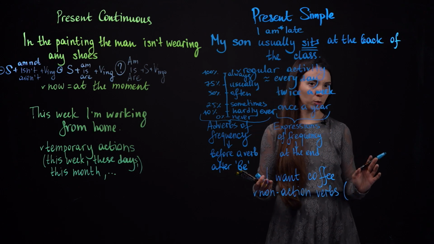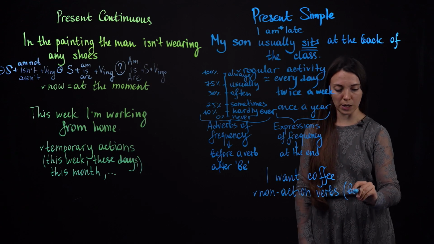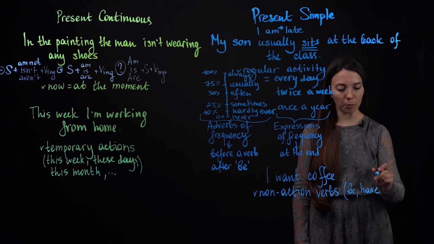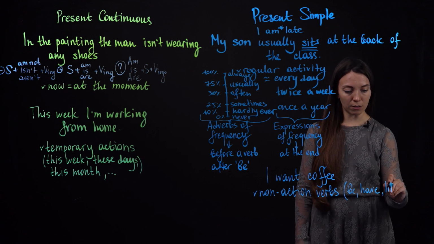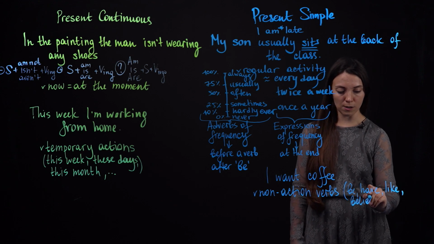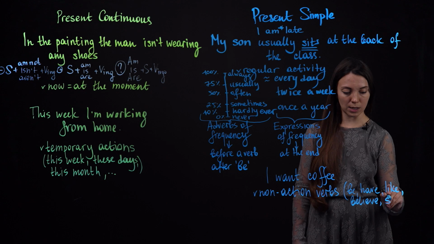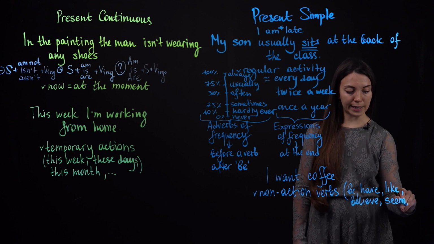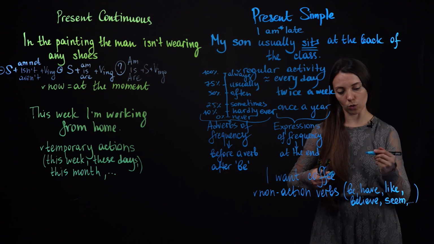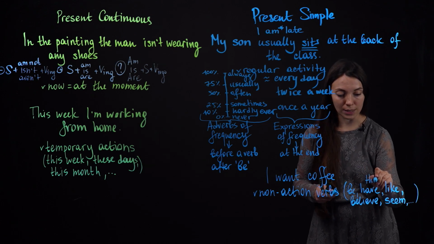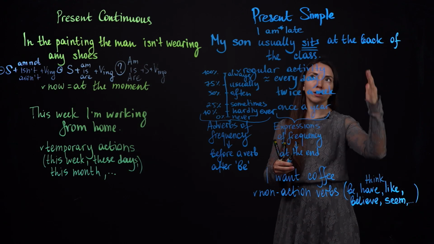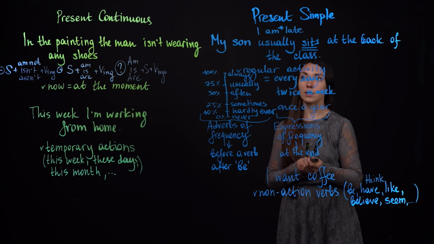What are other examples of non-action verbs? They are be, have, when it's a possession, like I have a laptop, believe, seem, and others. Every time you see one of these words, also think if it's somebody's opinion, like hate, you understand that we will use it with the present simple.